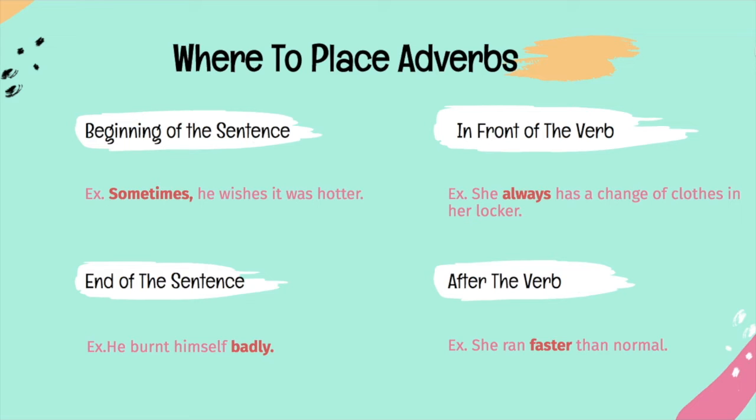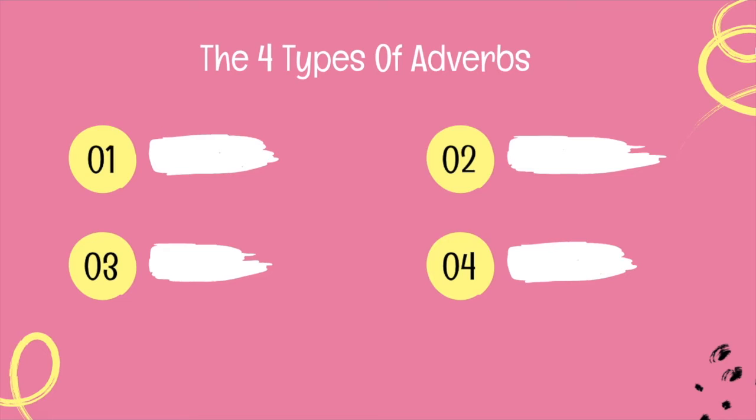Now, let's look into the different types of adverbs, and we have 4 types of adverbs. The first one being an adverb of manner, the second one being an adverb of degree, the third one being an adverb of place, and the fourth one being an adverb of time. Now, let's look into the deeper definitions of all of these adverbs.